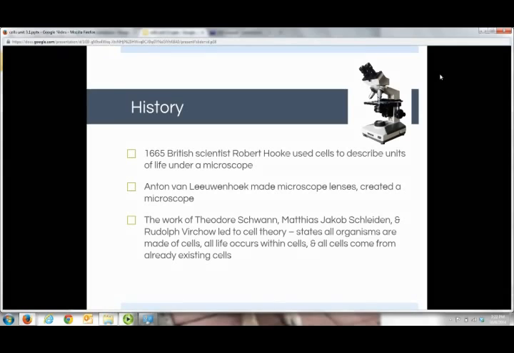The work of Theodor Schwann, Matthias Jacob Schleiden, and Rudolf Virchow led to information that we use to come up with the cell theory, which states that all organisms are made from cells, all life occurs within cells, and all cells come from already existing cells.